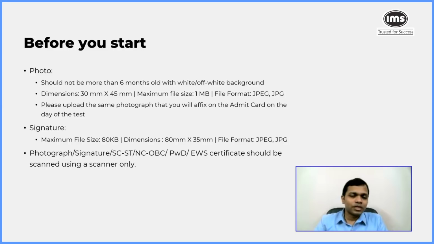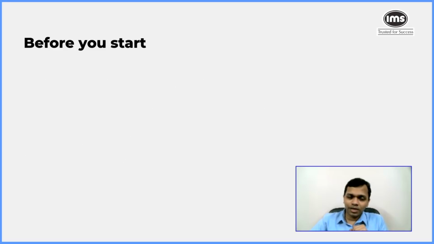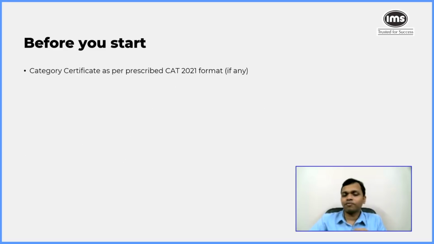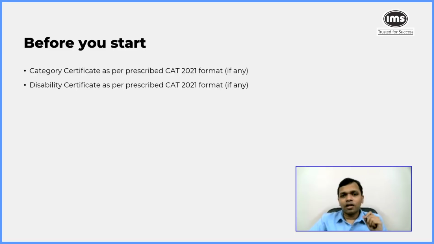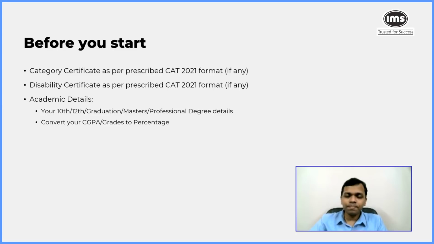There are some other documents that will be applicable, and let's have a look at those as well. Apart from the ones that we have already described, you will also need a category certificate if it is applicable, and a disability certificate, again if it is applicable. The prescribed formats for uploading both your category certificate and disability certificate are available on the CAT website. We will also give links in the description from where you can access them, or you can just go to the CAT website where they are accessible.